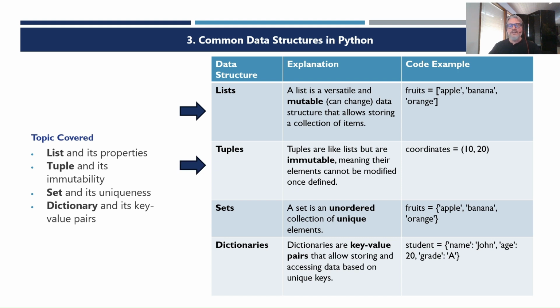Tuples are similar to lists, but are immutable, meaning their elements cannot be modified once defined. Tuples are denoted by parentheses or simply by comma-separated values. They are often used to represent fixed collections of items or as a way to ensure data integrity. Tuples allow for duplicate members.